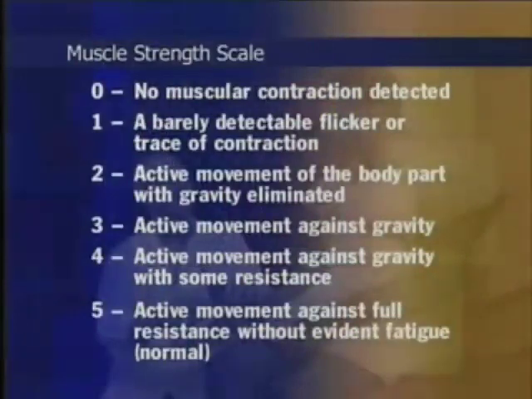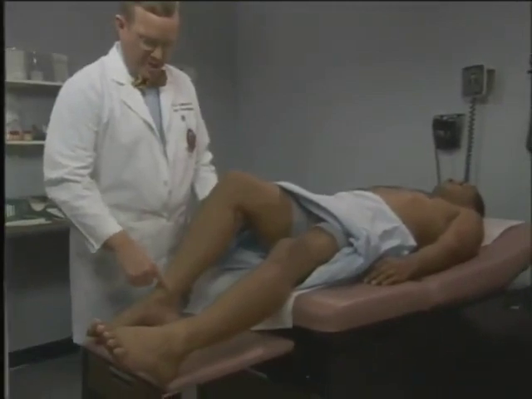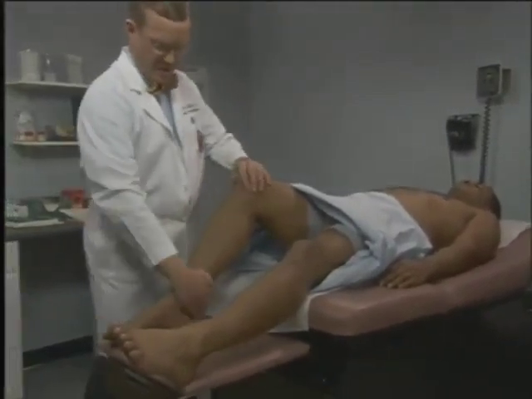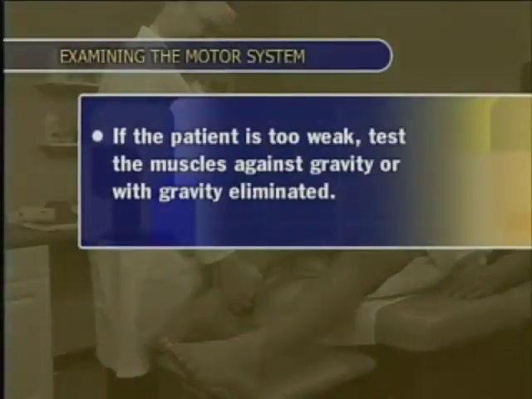You will grade your patient's muscle strength on a scale of 0 to 5, with 0 indicating no muscular contraction detected, and 5 indicating active movement against full resistance without evident fatigue. This is considered a normal response. In your assessment of the patient's muscle strength, ask the patient to move actively against your resistance. If the patient is too weak, test the muscles against gravity or with gravity eliminated.